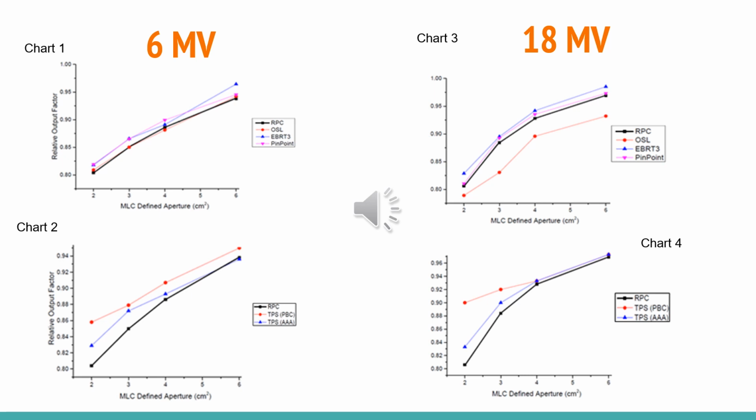The results of different dosimeters against the RPC. The chart 1 shows the RPC with the black line, and the others are within tolerance. Chart 2 is a comparison with the TPS, and you can see the AAA is much closer to the black line. Whereas in chart 3, 18 MV photon beam, the maximum deviation was seen with OSL, and we couldn't conclude why it has happened with these results, and we need further study for this. Whereas with the TPS comparison, again the AAA is much better in the small field region.